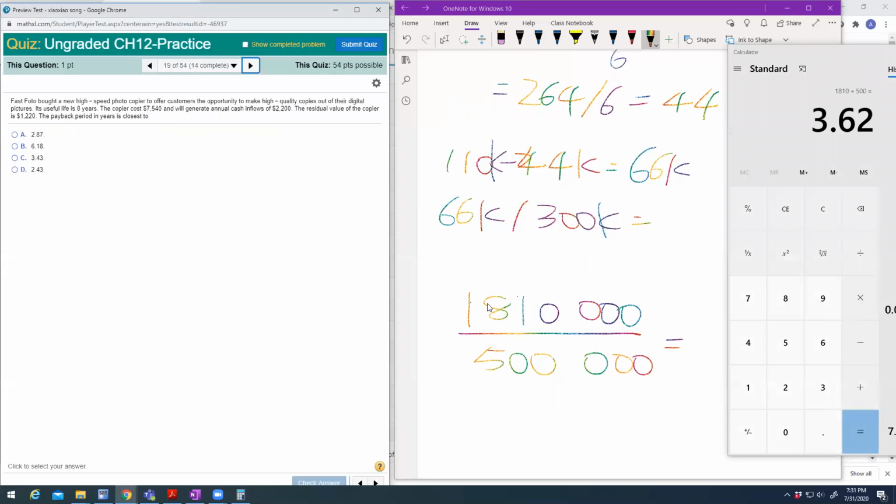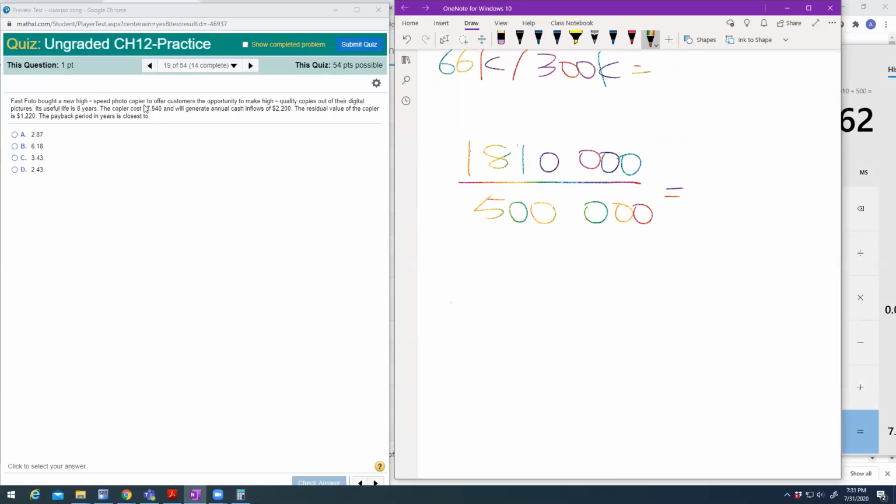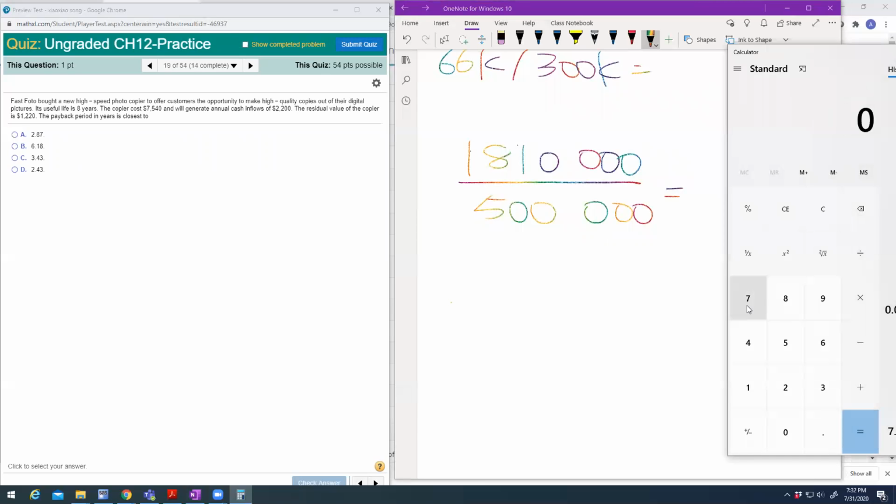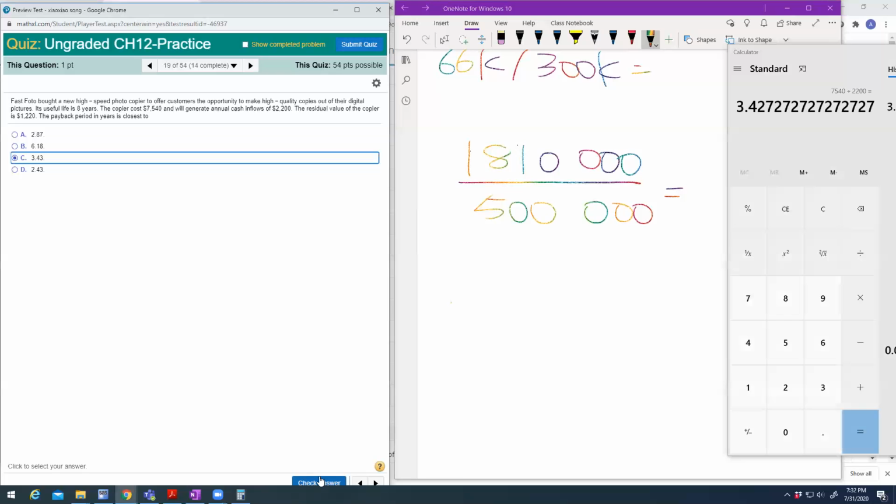Next one, still asking about payback method. You have a photocopier. Don't worry about the extra information. Your cost is $7,540, and then annual cash flow will be 2,200. So basically, the logic is you spend 7,540 to buy this printer, and every year you will save 2,200, right? So the general idea is how many years it takes to get your 7,540 back. It takes 3.43 years to get your printer back. Once you pass that, then you are in positive territory. Before that, you are still paying off your investment. That's the logic.